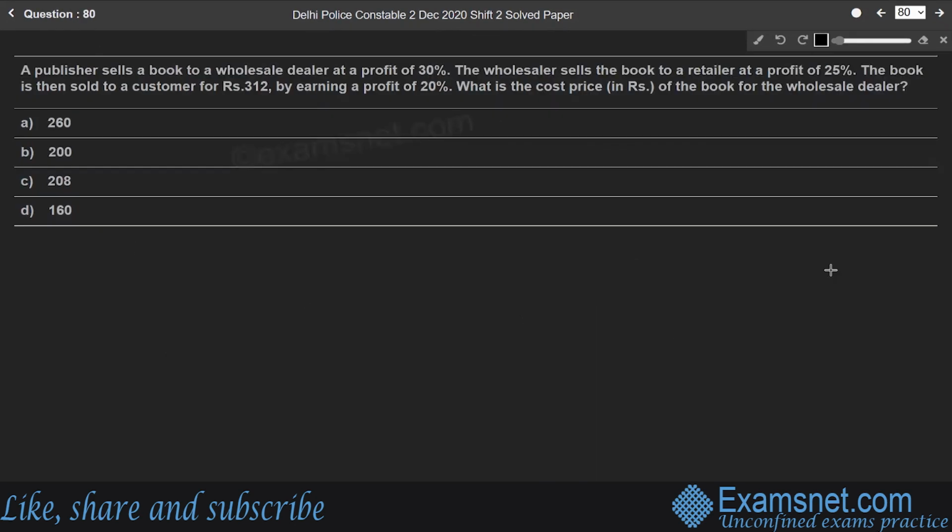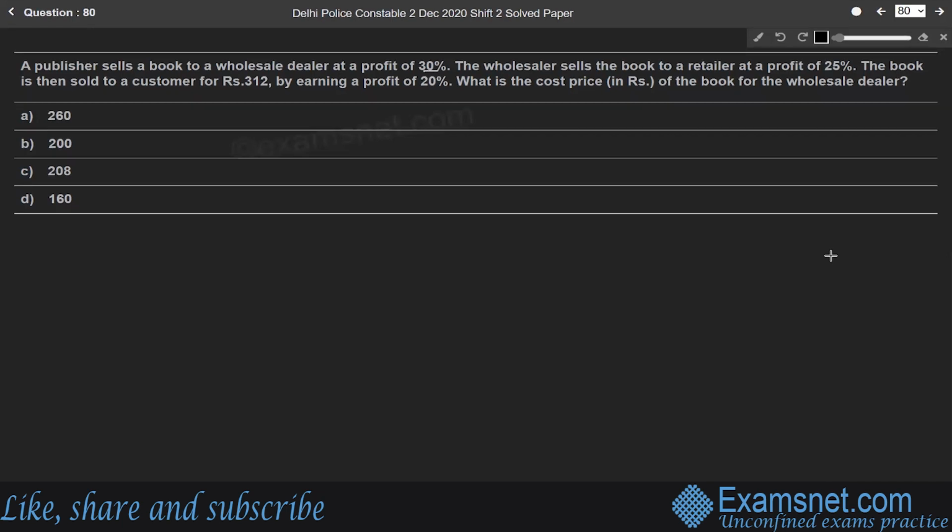Question 80. A publisher sells a book to a wholesale dealer at a profit of 30%. The wholesaler sells the book to a retailer at a profit of 25%. The book is then sold to a customer for 312 rupees by earning a profit of 20%. What is the cost price of the book for the wholesale dealer? So here, the publisher sells the book to the wholesale dealer and the wholesale dealer sells this book to a retailer. So retailer to customer it goes.